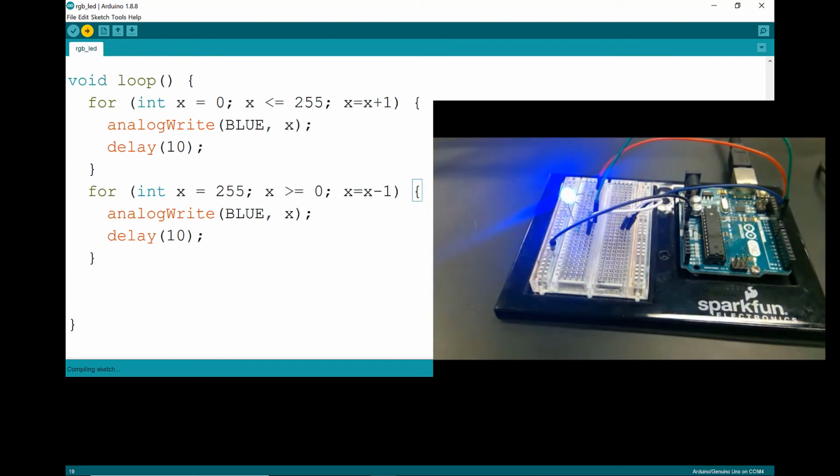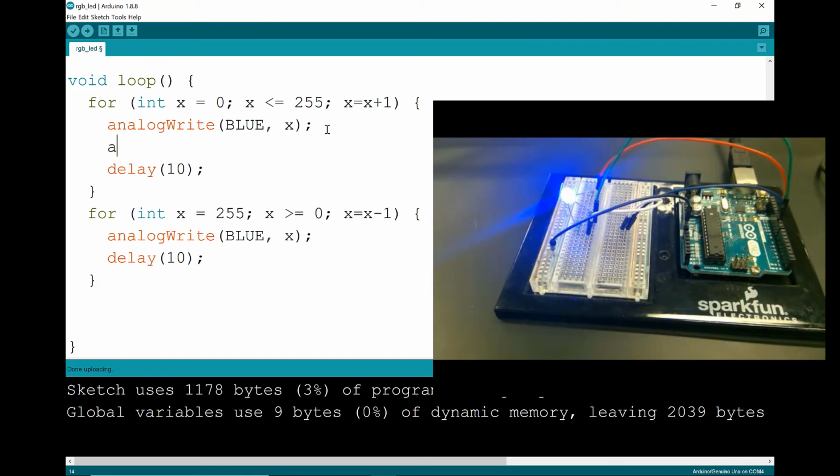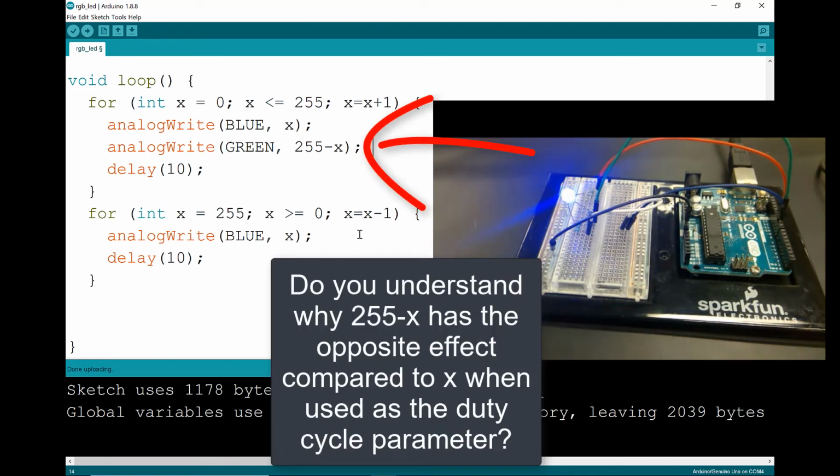All right, upload this. Now it'll look like the blue light is getting brighter, and then after it gets as bright as it's going to be, it gets dimmer, and the process repeats. I can get more fancy here. The cool thing about RGB LEDs is you can combine colors. So maybe as the blue light is getting brighter, I want the green light to get dimmer. So I can do 255 minus x instead of x in the analog write.